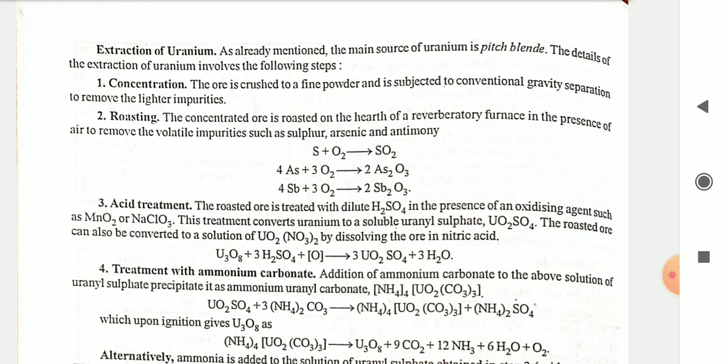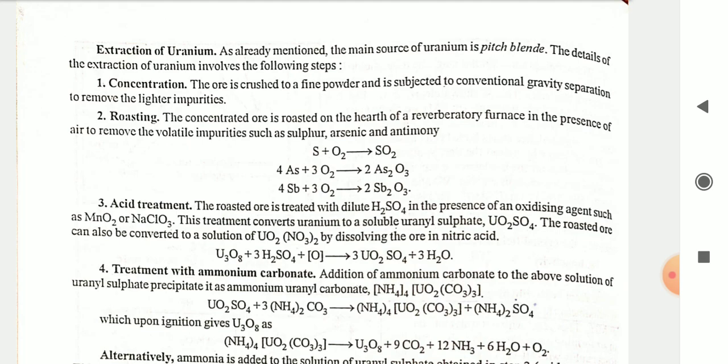Third, acid treatment. The roasted ore is treated with dilute H2SO4 in the presence of an oxidizing agent such as MnO2 or NaClO3. This treatment converts uranium to the soluble uranyl sulfate UO2SO4. The roasted ore can also be converted to a solution of UO2(NO3)2 by dissolving the ore in nitric acid. U3O8 plus 3H2SO4 plus O2 gives 3 UO2SO4 plus 3H2O.